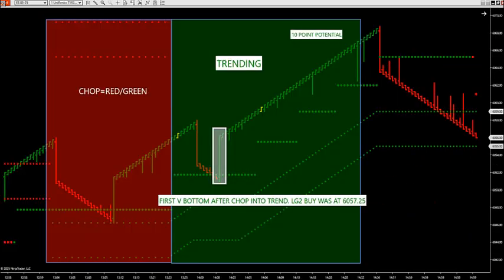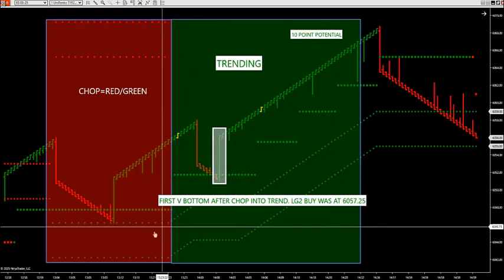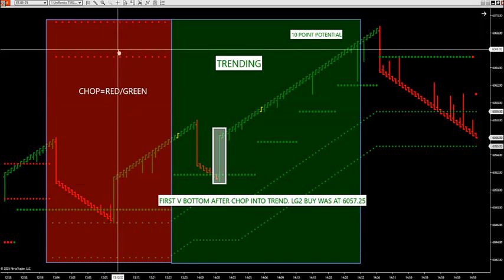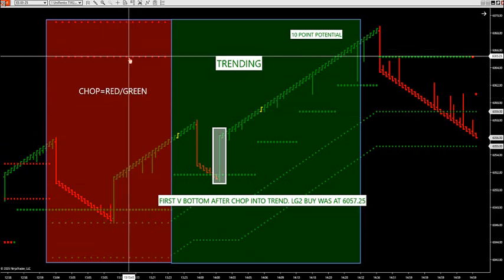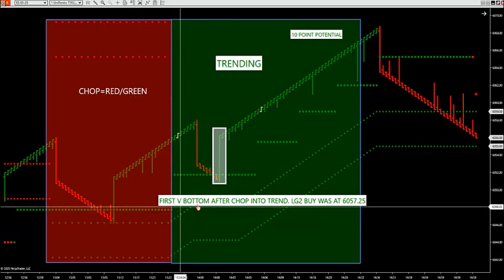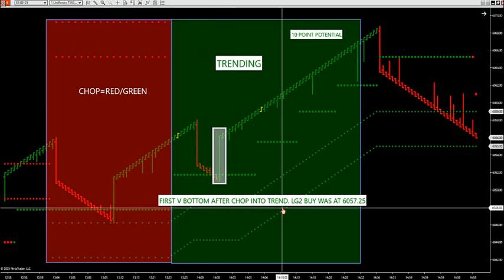When you're doing these on the trend changes, here's what we're going to look for this morning. When you're red green, you chop. Here you're red green. We were chopped yesterday, and then it turned green green. So this is the first V bottom after chop into trend. I went over this yesterday when I was in the room.